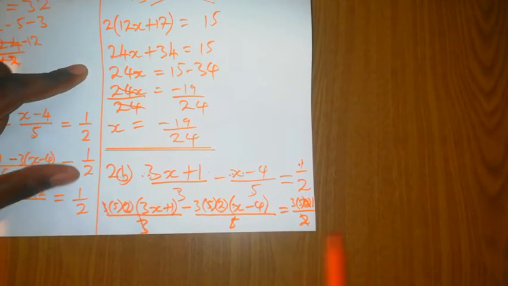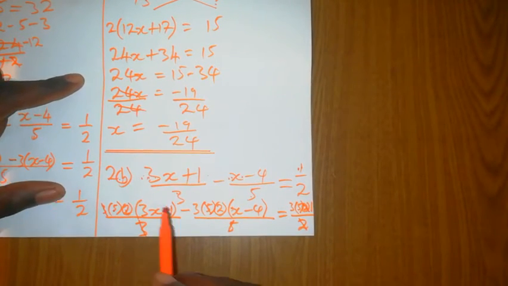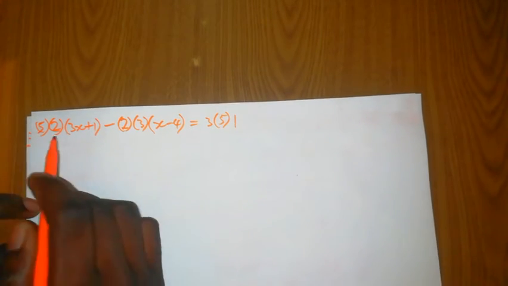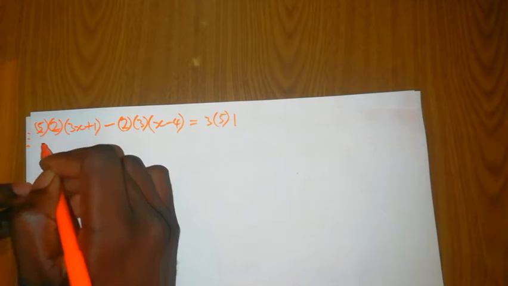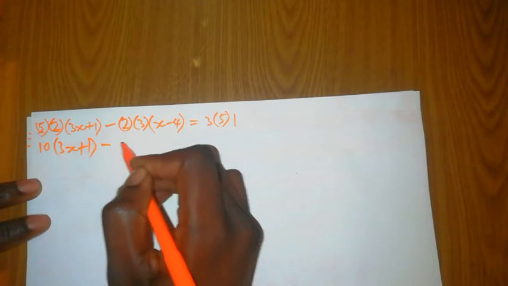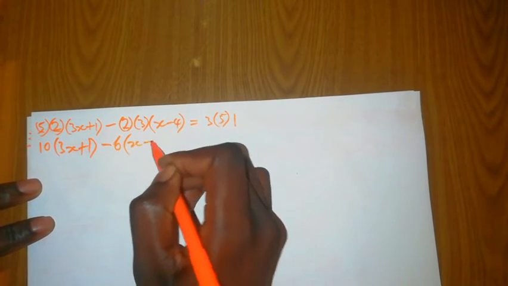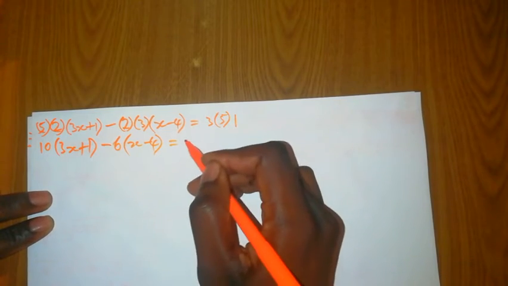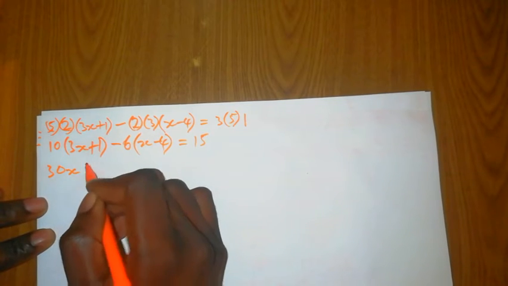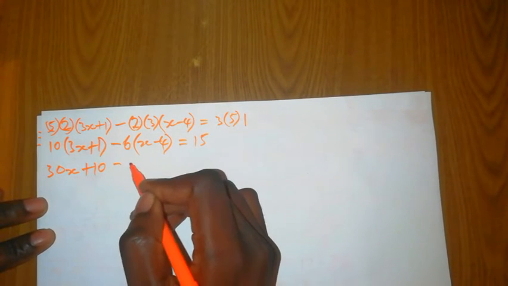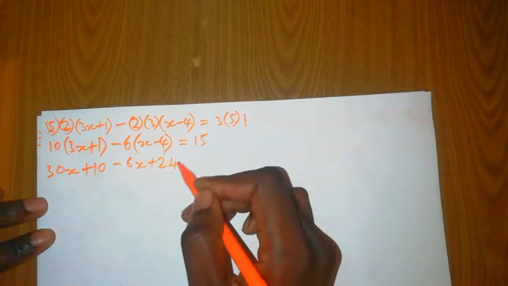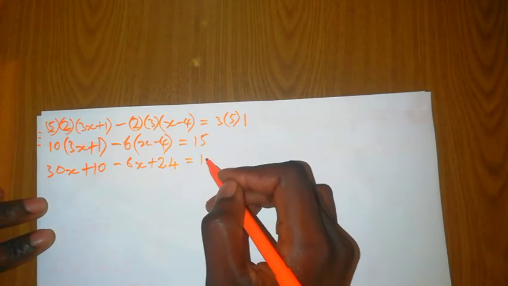Now do you see what you are left with? We are left with 5 times 2, that's 10. So as we continue, this is what you are left with. I now have 10 bracket 3x plus 1 minus 6 bracket x minus 4 is equal to 15. I now expand there. That's 30x plus 10 minus 6x plus 24 is equal to 15.